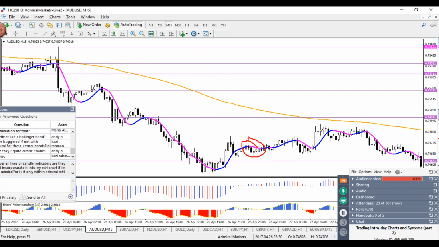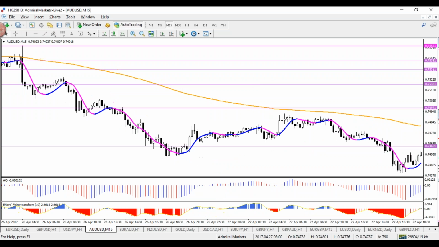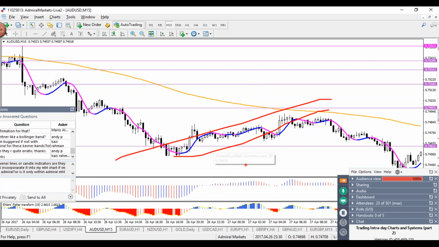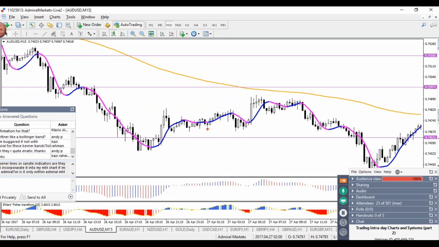One of the reasons why I would not take this setup here is because price has reached the fifth level, and typically you'll see a bigger consolidation, especially on the Aussie, which is a slower moving currency pair. You would expect a bigger correction. This is how you can filter out, especially this setup, with regard to the continuation.